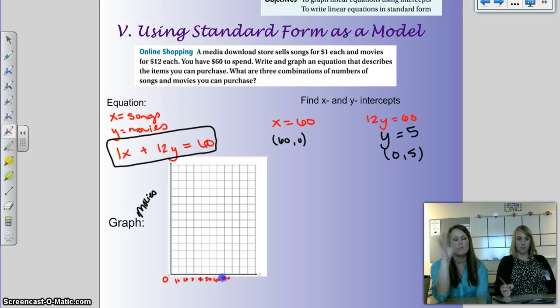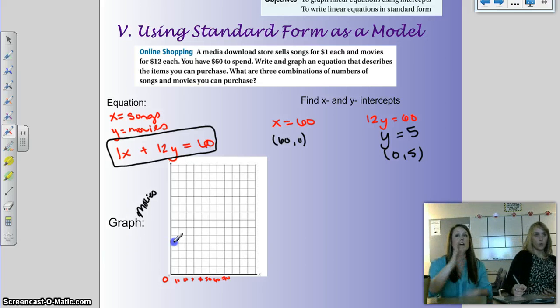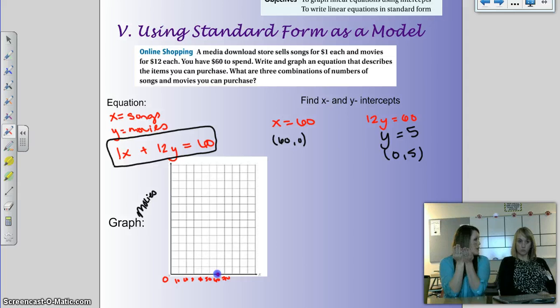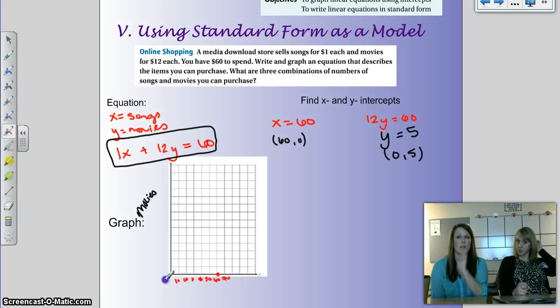Okay, so that's songs, and I know that my x-intercept is 60 songs. What that means is if I were to buy 60 songs, that's my whole budget, so I buy 0 movies. If you look at that x-intercept ordered pair, (60, 0), that's 60 songs, 0 movies. That makes perfect sense. The other side is 0 songs, 5 movies.